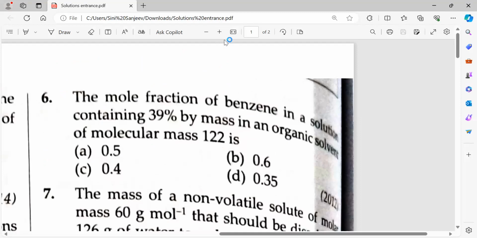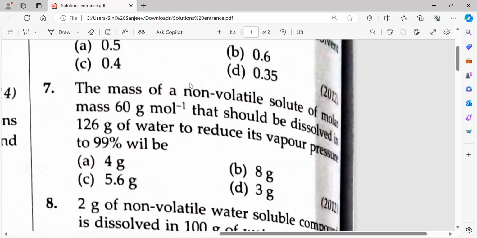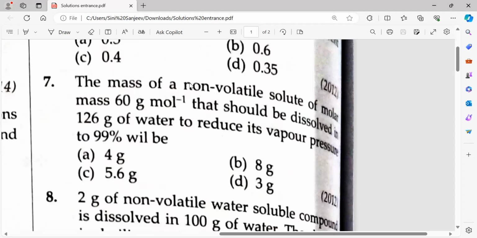Now, let's see the next question. The mass of a non-volatile solute of molar mass 60 grams per mole that should dissolve in 26 grams of water to reduce its vapor pressure to 99% will be how much?